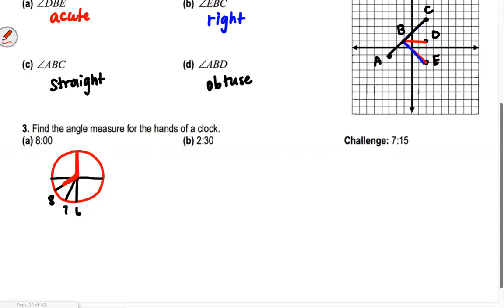Okay, I'm not asking if it's acute, right, straight, or obtuse this time. I want you to actually find the number associated with it. So the angle measure for the hands of the clock. When I talk about the angle measure, I'm talking about from here to here. These 2 markings are going to have an angle between them.